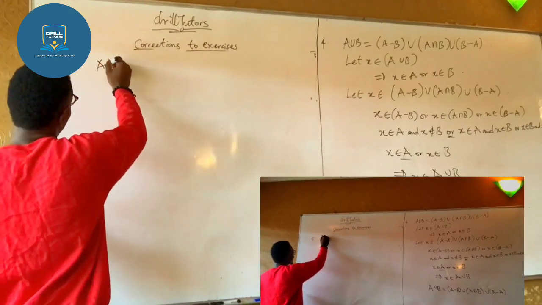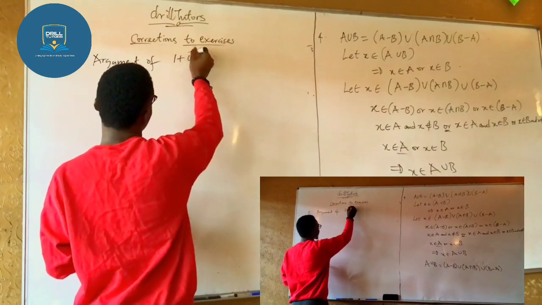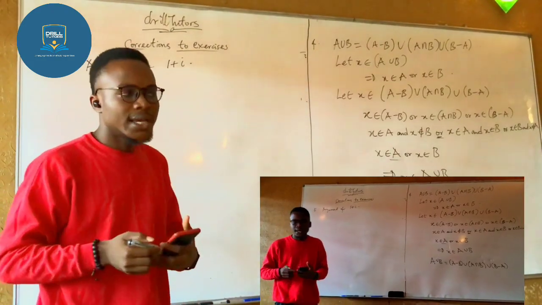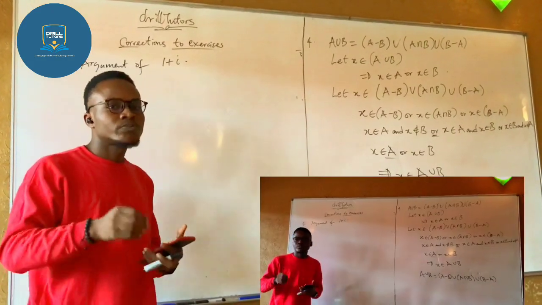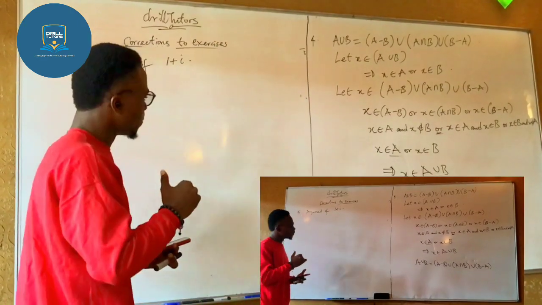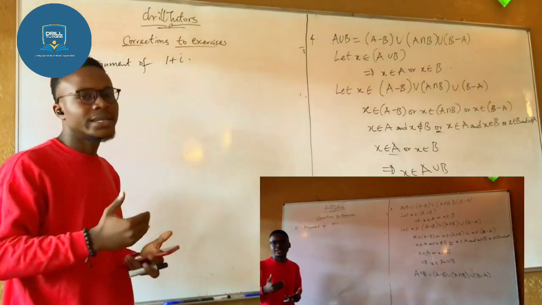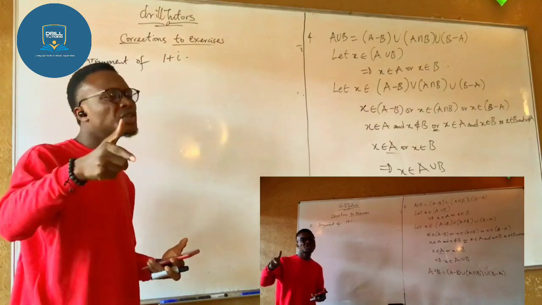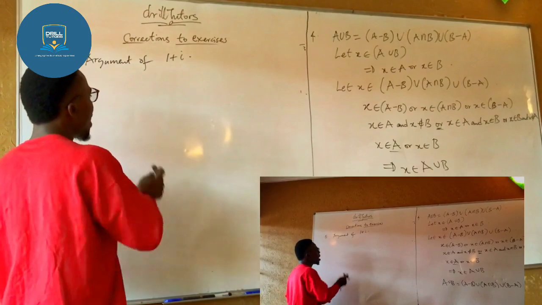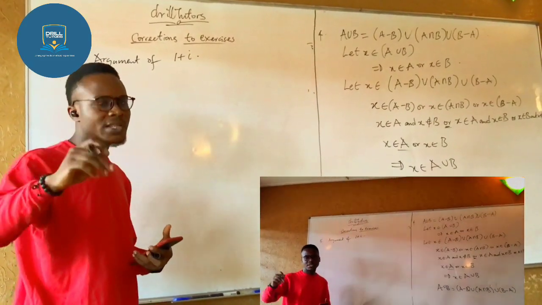So I want to find the argument of 1 plus i. Let me take you back to what we've done before, which is what we call the geometrical representation of complex numbers. It's a system that helps us to express complex numbers geometrically. So what am I saying? When we talk about arguments, we're actually talking about the direction of complex numbers.